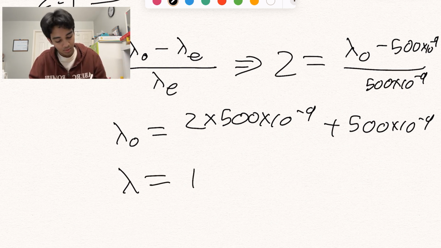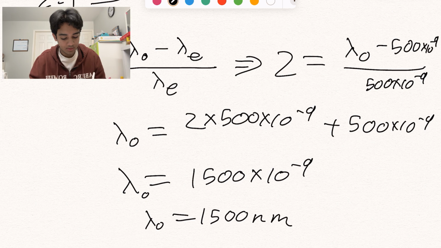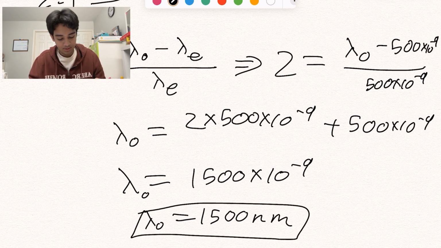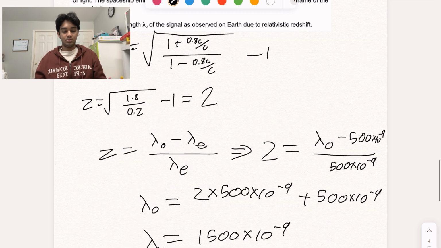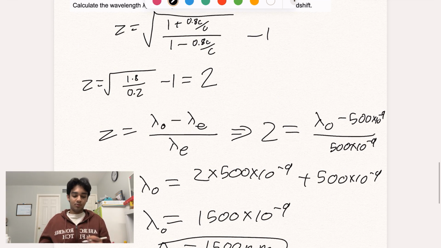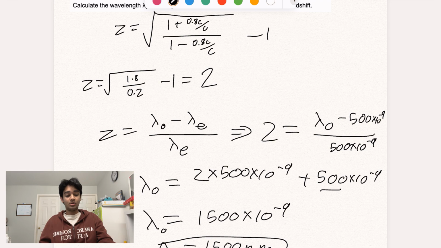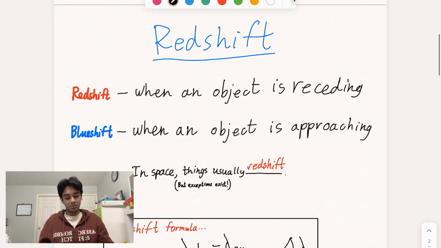So 1,500 times 10 to the power negative 9. We can also write this as 1,500 nanometers. And that's our answer. That's our final answer. So this is the wavelength that was observed on Earth due to the redshift. Because the spaceship was moving away, the wavelength stretched from 500 nanometers to 1,500 nanometers. Hopefully that gives you a sense of how significant redshift and blueshift can be.